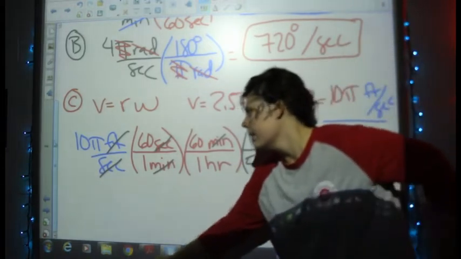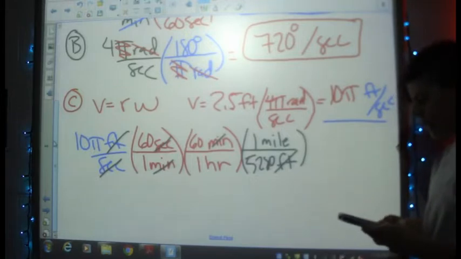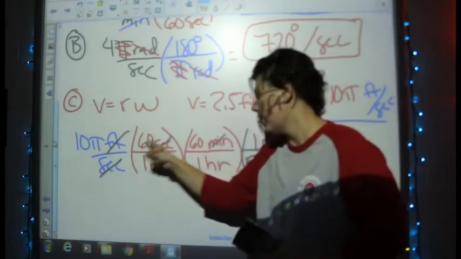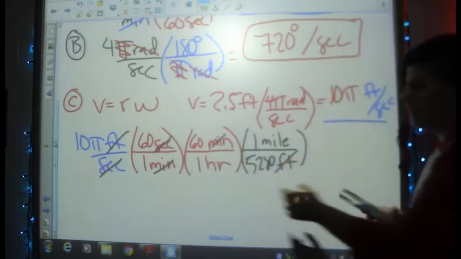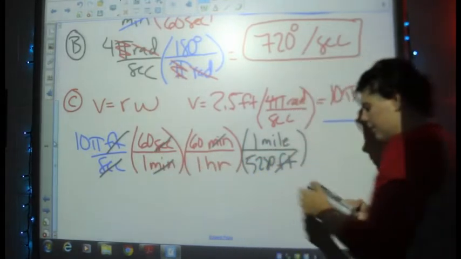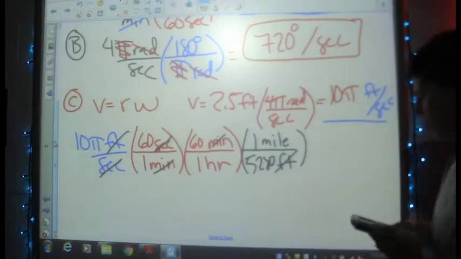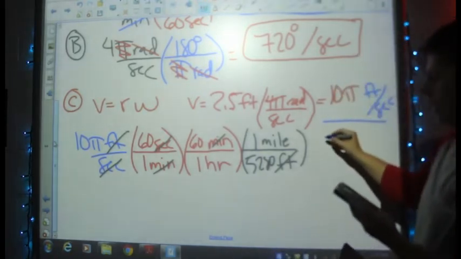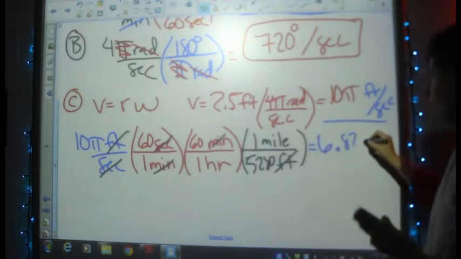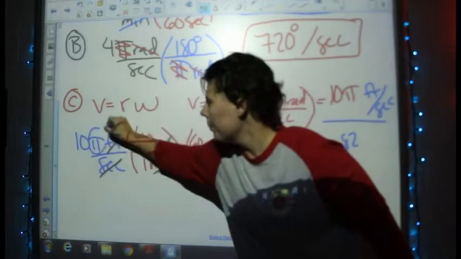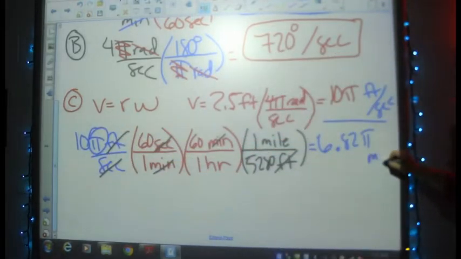So I grab my calculator, because these numbers are going to get kind of large. So you get 10 times 60 times 60, because if it's on top, we multiply by it. On the bottom here, I'm going to be dividing by, well, I don't really have to divide by the ones, I just have to divide by 5,280, which gives me, all right, I have 6.82 pi, don't forget your pi, pi miles per hour.